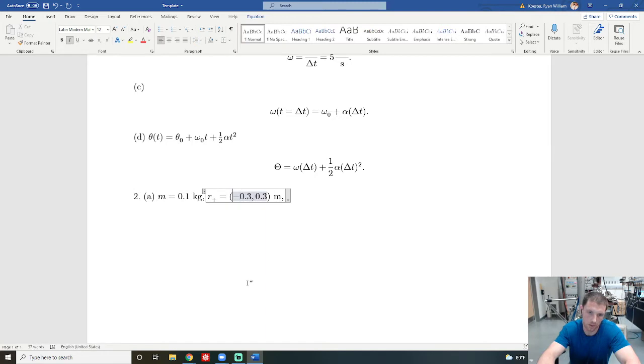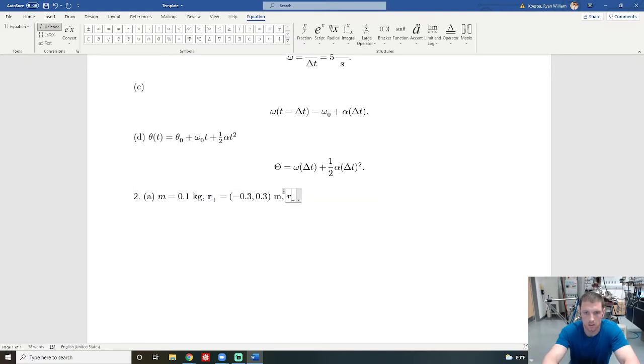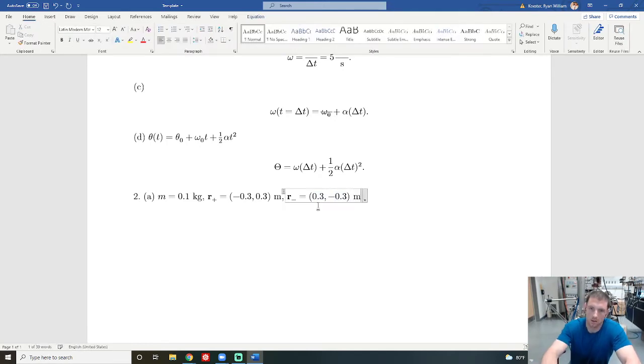And this is, of course, a vector. And then r sub minus is going to be 0.3, negative 0.3 meters. Okay. I think this is the best way to do this. So let's just make a very quick sketch of what this looks like.